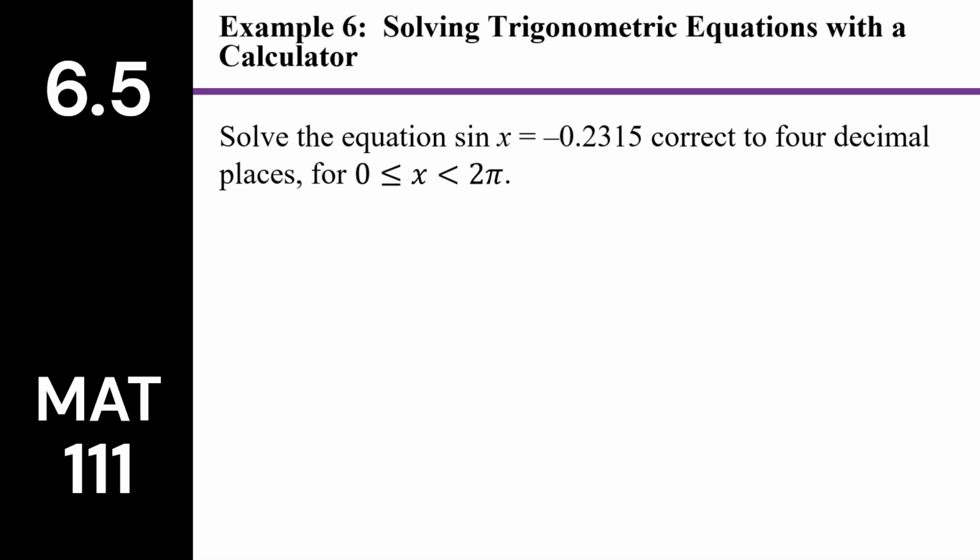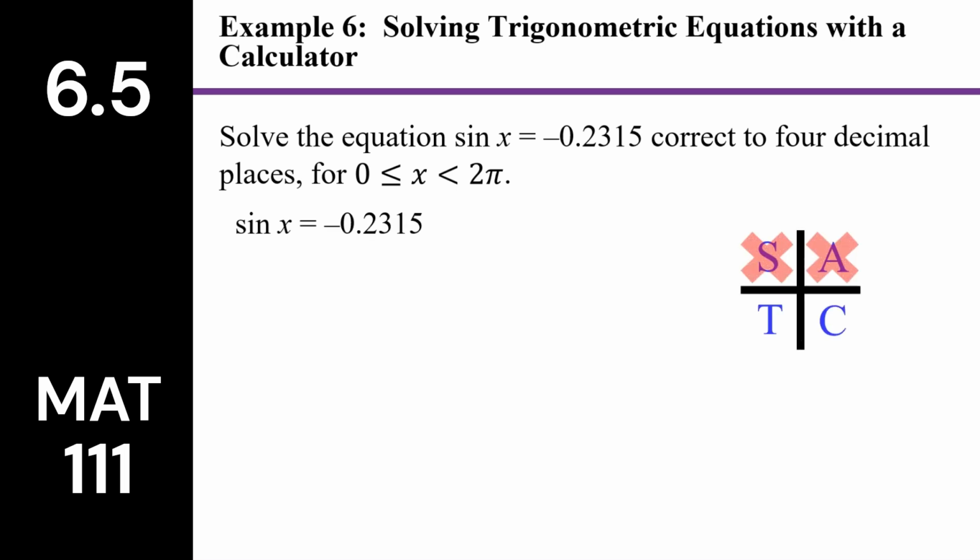Example 6. Solve the equation sin x equals negative 0.2315 over the interval from 0 to 2 pi. Since our sin x is negative, we know that all students take calculus tells us the sign is positive in the first and second quadrant, so we'll be looking for answers in the third and fourth quadrant. To solve for x, we take the inverse sine, and that gives us an x value of negative 0.2336. Be careful that these values look very similar, so we need to keep them straight.